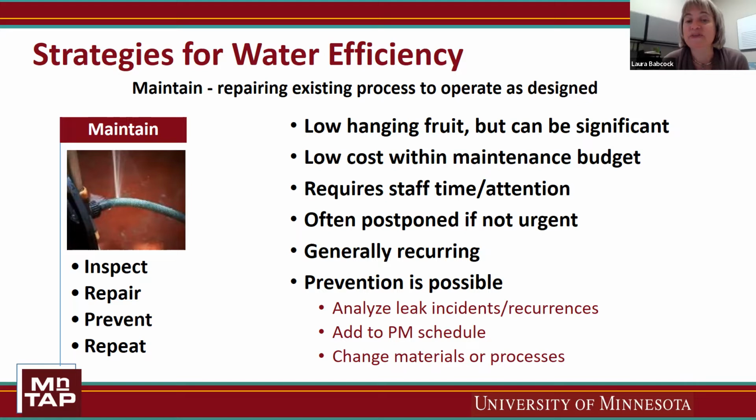It is low cost within the maintenance budget, but generally does require staff time, and staff time these days is incredibly short and limited. Maintenance is often postponed if it's not urgent, because there's always something urgent going on in a manufacturing facility. And prevention is possible by analyzing the leaks, the incidences, the recurrences, and adding up a preventative maintenance schedule, or changing out part of the process that has a high propensity for maintenance issues.